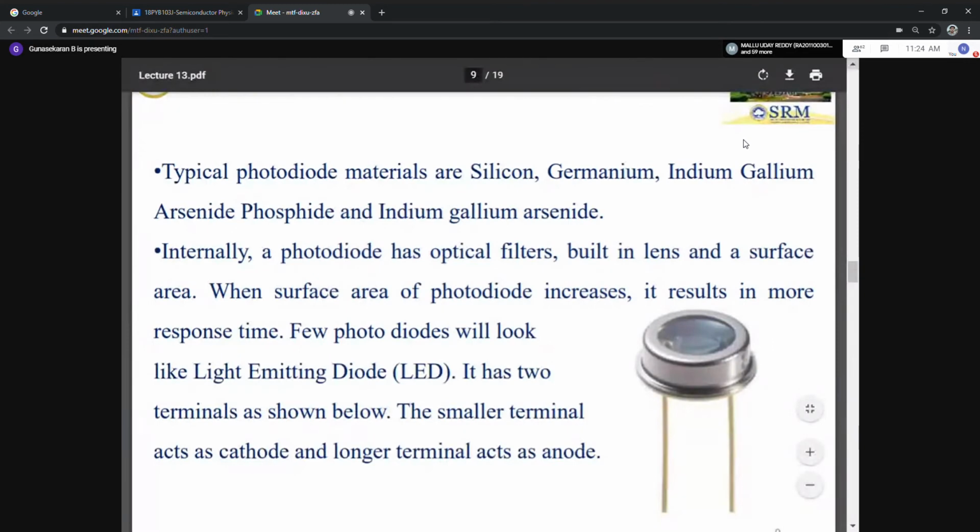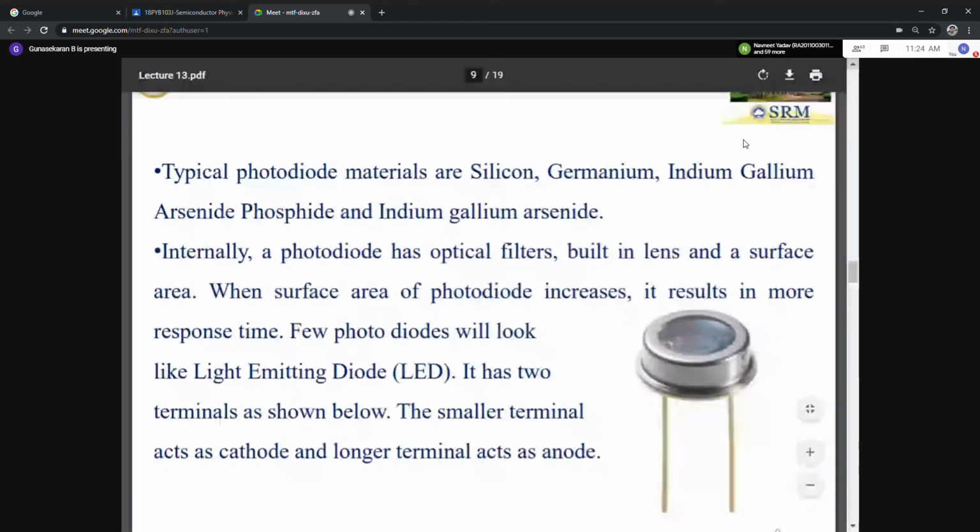A few photodiodes look like normal LEDs. There are two terminals, one is the anode, the other is the cathode. How do you differentiate? The smaller terminal is the cathode, and the longer terminal is the anode. That is the positive negative combination. One pin is very long, the other is too small, and now you can understand which one is the anode and which one is the cathode.